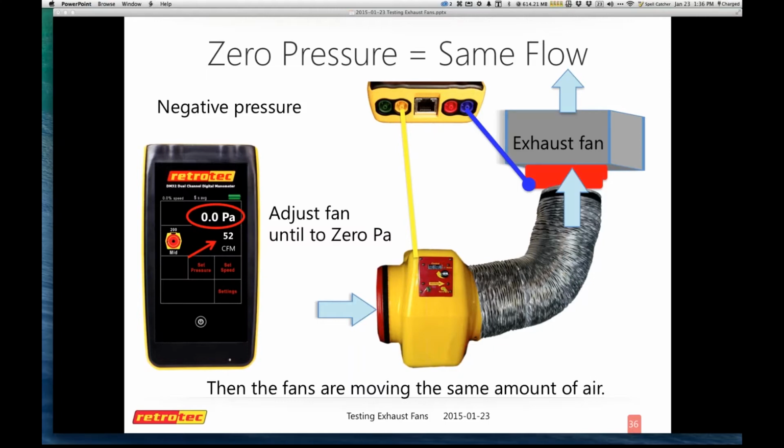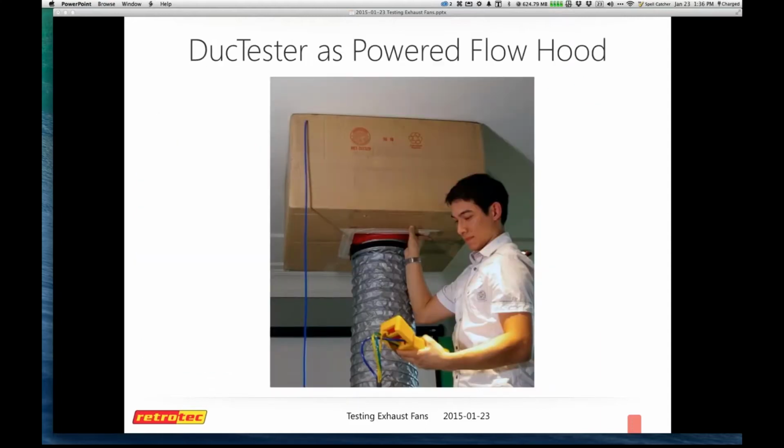So if you really want to convert your DucTester to a powered flow hood, it's really simple. The best thing to do is to have some kind of box that helps pressure balance, with a connection to your flange. You connect your tubing and match the pressure with the speed control on the unit itself. Make sure these two devices in range match, and you can measure the CFM that's coming out of your supply registers. Right here, he could be doing that, and we just can't see which way the fan is going.